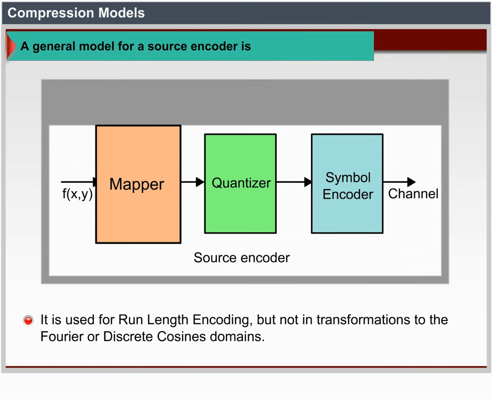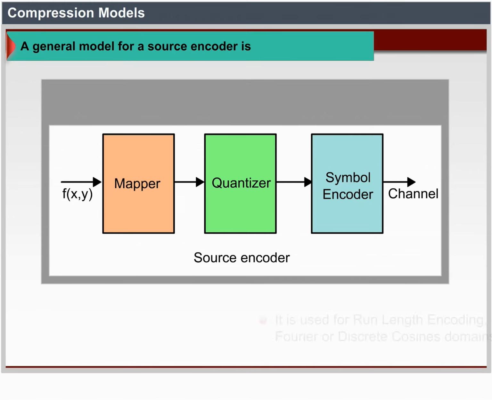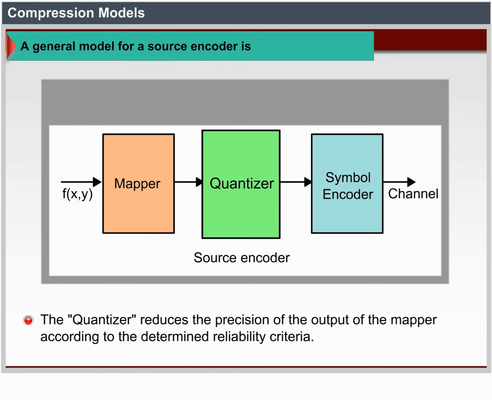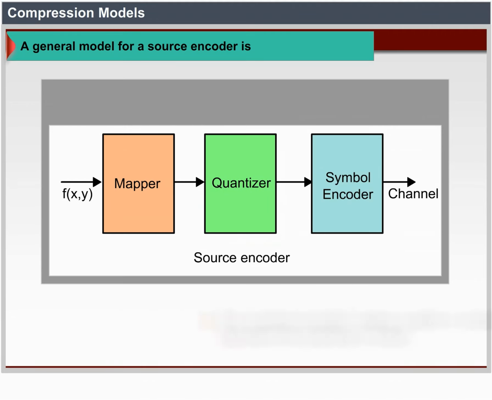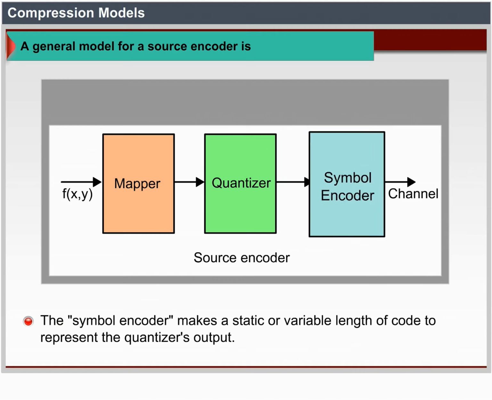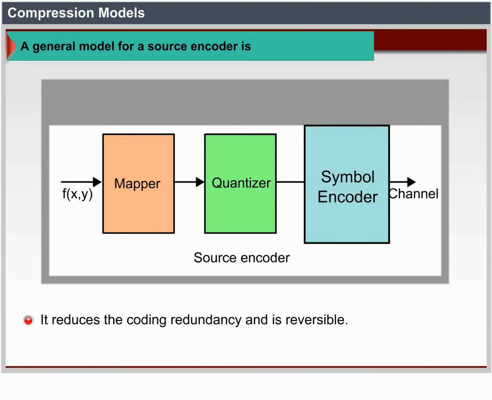It is used for run-length encoding, but not in transformations to the Fourier or discrete cosine domains. The quantizer reduces the precision of the output of the mapper according to the determined reliability criteria. This especially reduces psychovisual redundancies and is irreversible. It is therefore only used for lossy compression. The symbol encoder makes a static or variable length code to represent the quantizer's output. It reduces the coding redundancy and is reversible.